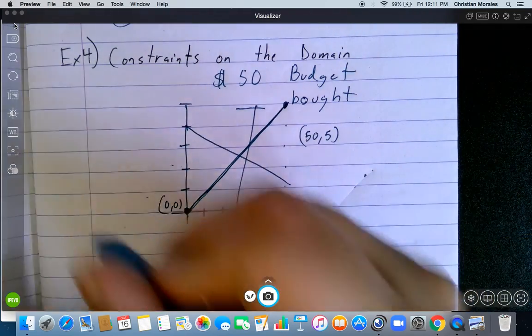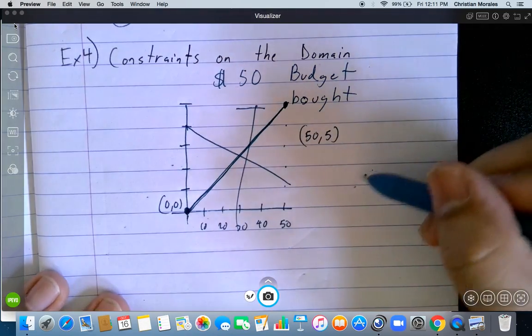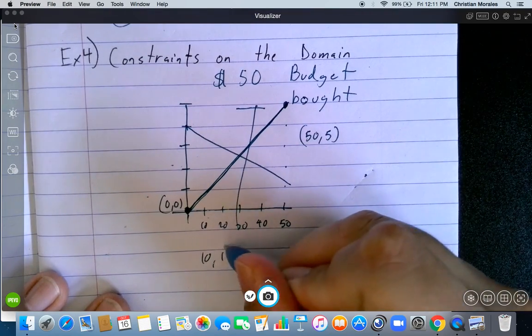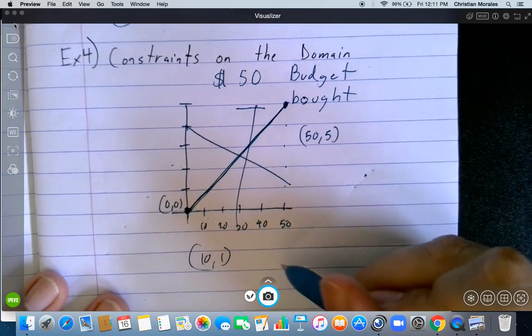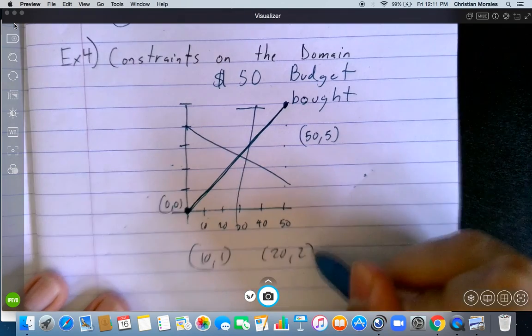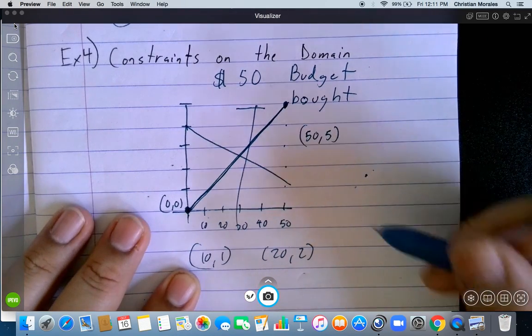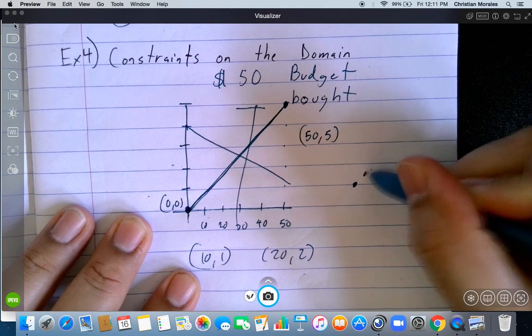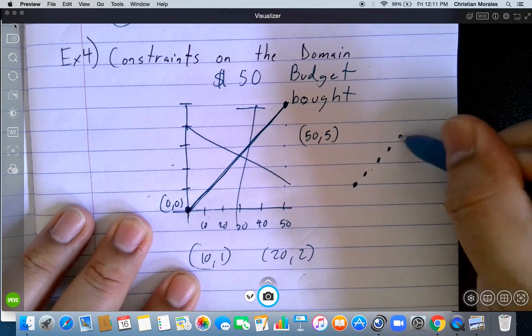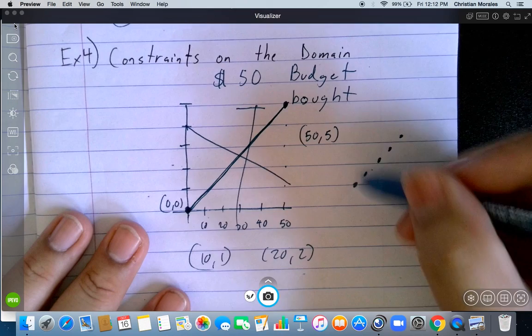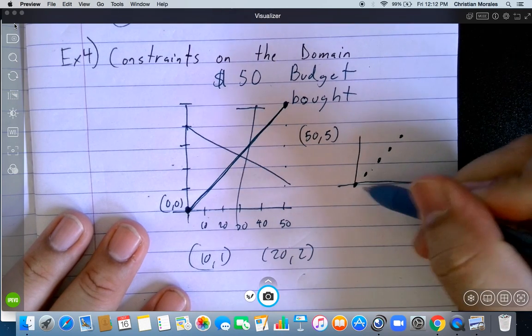So like, she can buy 1 item with $10. And maybe she could buy 2 items with $20. So it would be points. It would be like this. And you wouldn't connect them. The graph would look something like this.